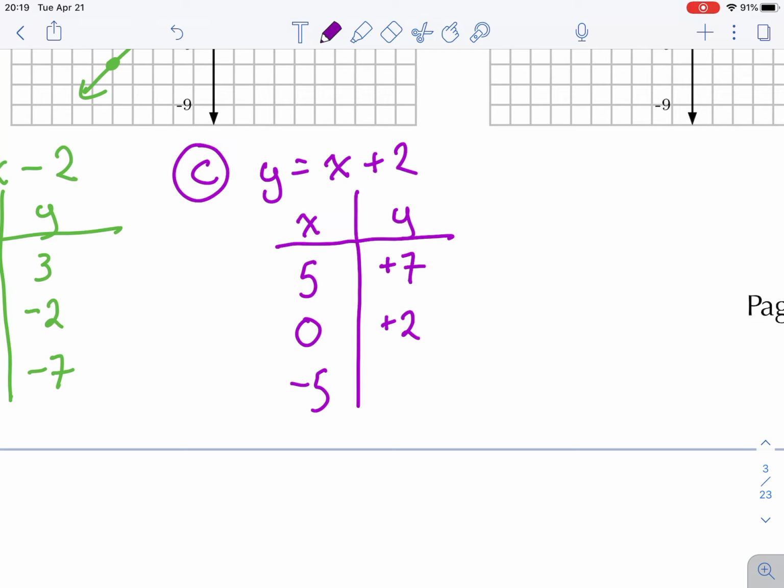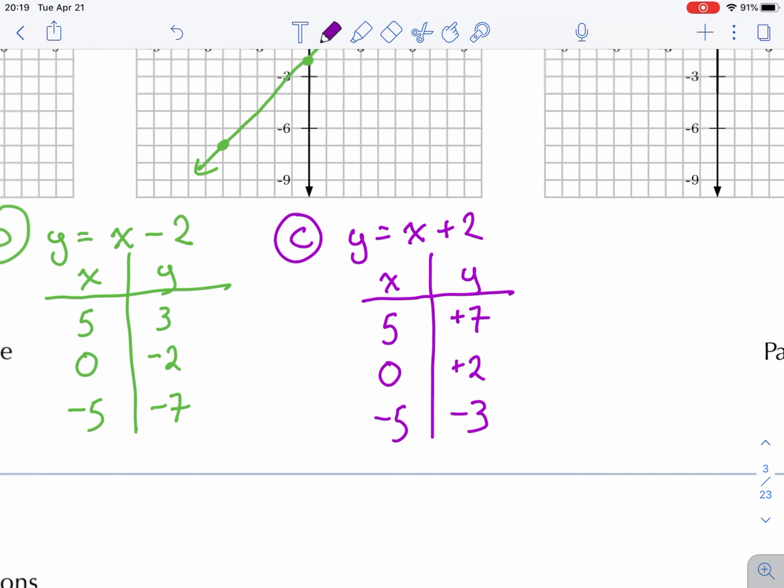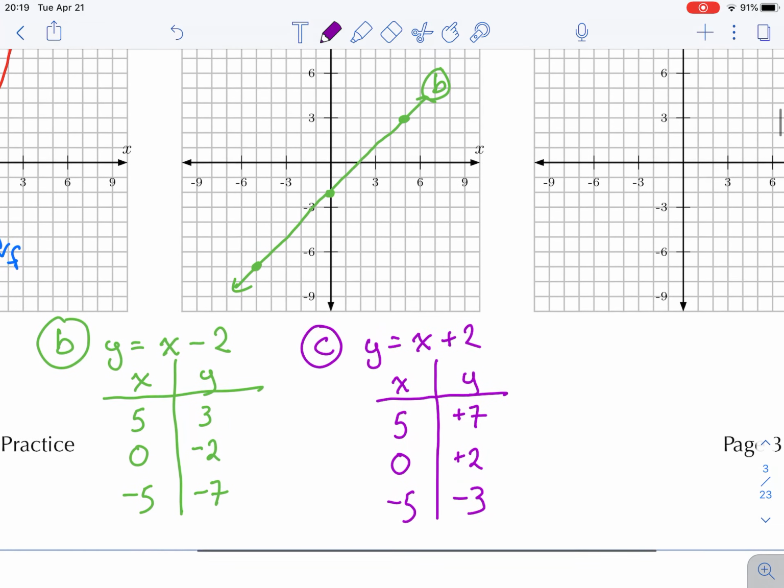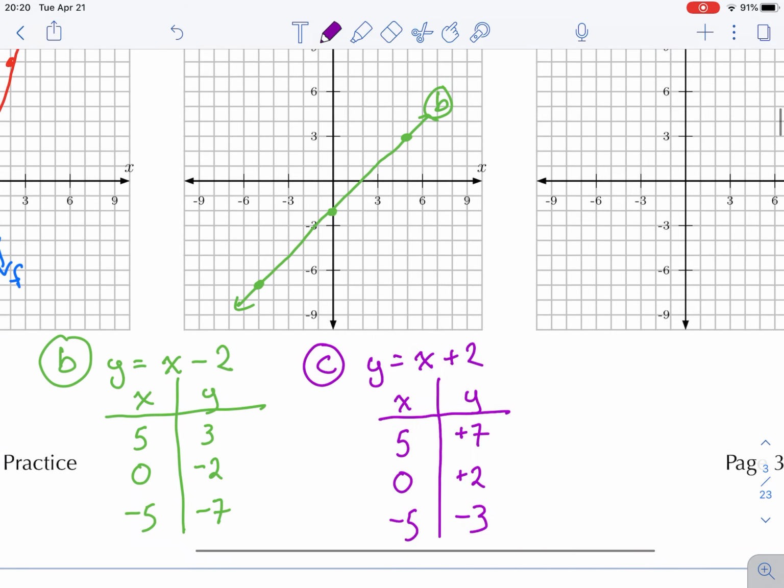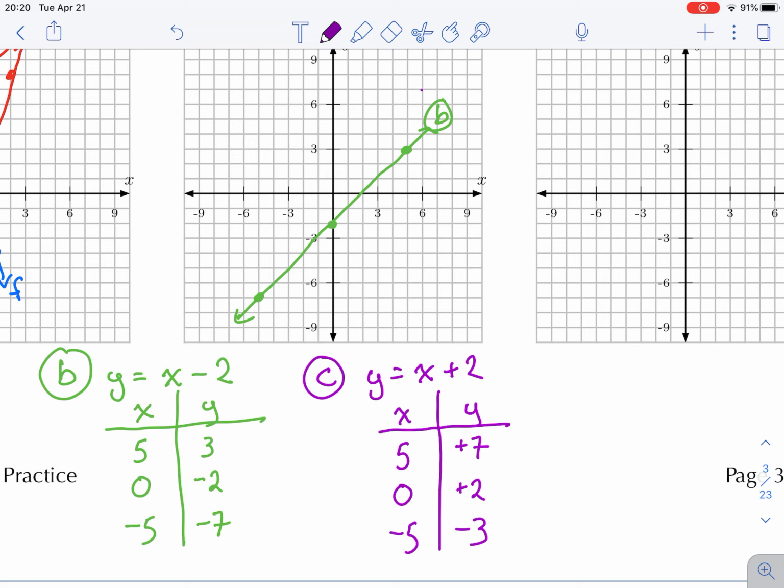If I put 0 in for x, 0 plus 2 is 2. And I put negative 5 in. Negative 5 plus 2 is negative 3. All right, so now let's graph these. My first point is at 5 and 7, which is right here. 0 and plus 2, which is right there. 5 and 7 is wrong. That was 6 and 7. 5 and 7 is right there. And negative 5 and negative 3 is right there.